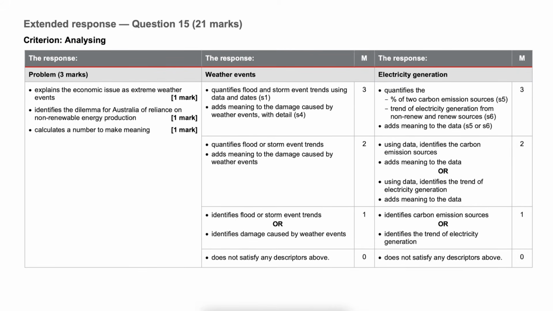So now in reviewing the marking guide, we can see that for the analysing component of the question, it clearly outlines that you have to identify the economic issue with the problems, linking that through to breaking down the data that relates to the weather events and the electricity generation. It's important to note that in those responses, it asks you to quantify changes using data and dates, percentage changes, and picking up on trends. It also importantly asks you to add meaning to the damage caused with some detail, adding meaning to the data. So try to find those links between data sets where it starts to give you some idea of cause and effect.